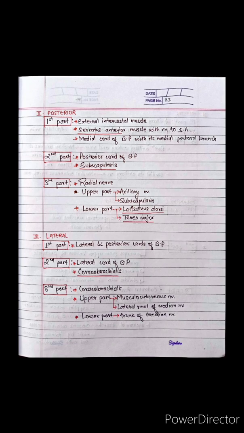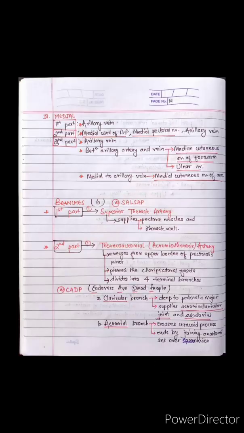Now from the lateral aspect, the first part consists of lateral as well as posterior cord of brachial plexus. Second part consists of lateral cord of brachial plexus as well as coracobrachialis, and third part consists of coracobrachialis and its upper part consists of musculocutaneous nerve and lateral root of median nerve, and its lower part consists of trunk of median nerve. Now let's see from the medial aspect.